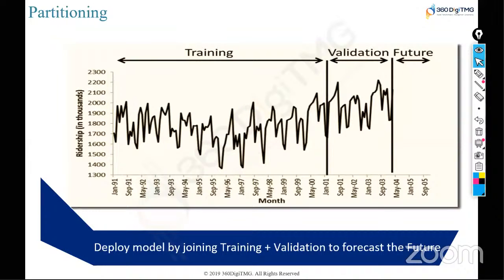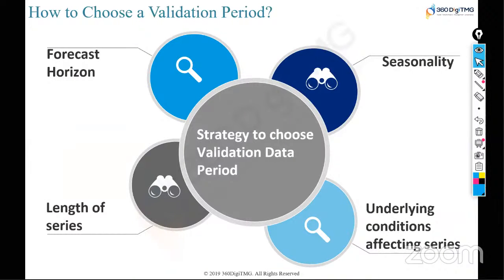Is it clear? So that is one method of choosing the forecast horizon. The other one is on the basis of seasonality. What is the length of one complete seasonality?